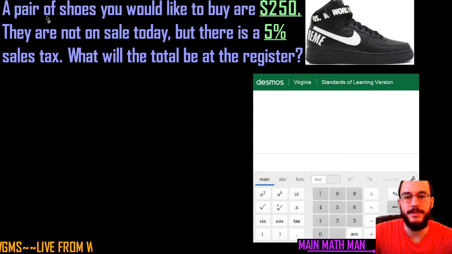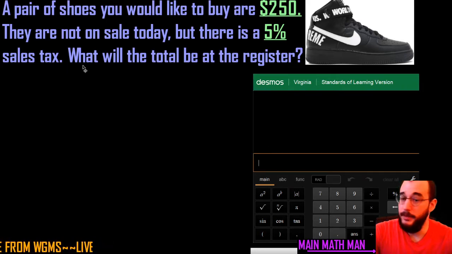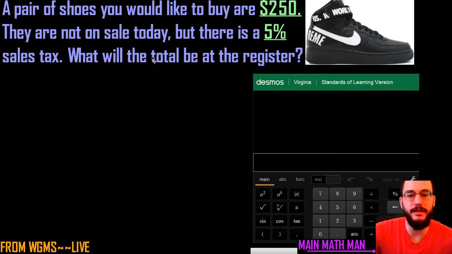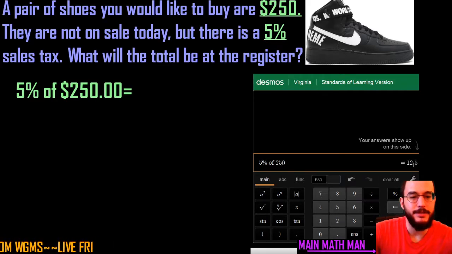In the next one, it says a pair of shoes you would like to buy are $250. They are not on sale, but there is always that sales tax, so we're going to have to include that 5% sales tax. What is the total that will be at the register? Again, that's when you are paying. So we're going to take 5% of $250. And so that tax amount is going to be $12.50. So again, I have to label it as such.